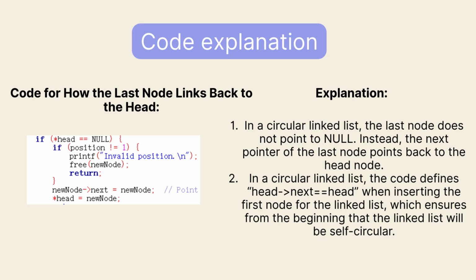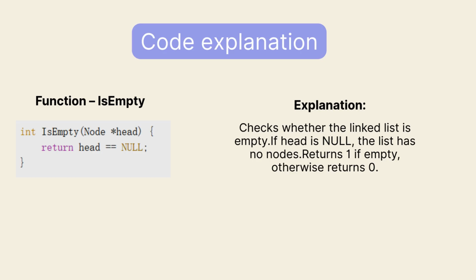And this is the code for how the last node links back to the head. In our circular linked list, the last node does not point to NULL. Instead, the next pointer of the last node points back to the head node. In a circular linked list, the code defines that next stores the address of the head node itself when inserting the first node for the linked list, which ensures from the beginning that the linked list will be self-circular.